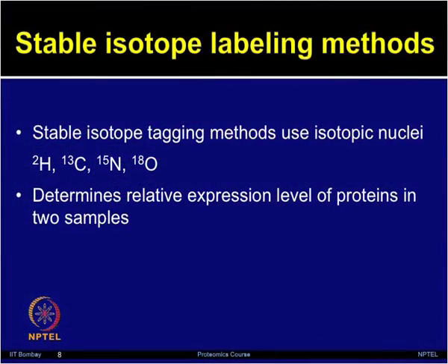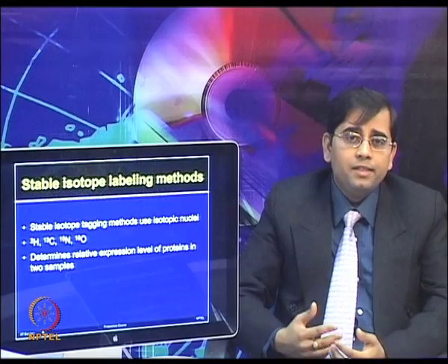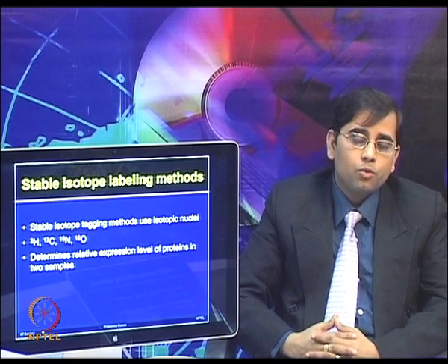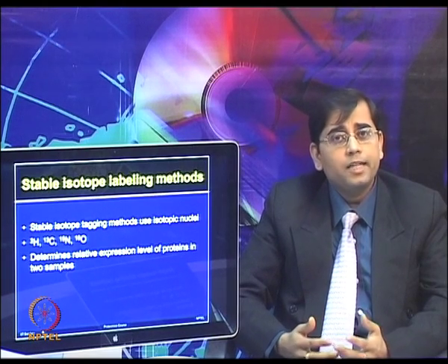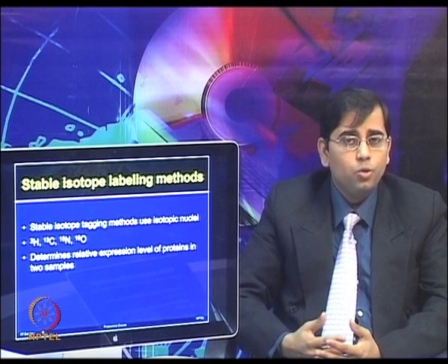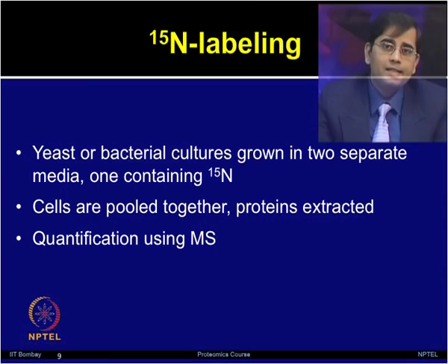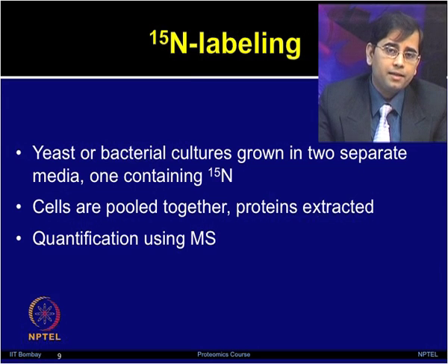So, the stable isotope tagging methods use isotopic nuclei such as 2H (deuterium), 13C, 15N and 18O. These stable isotopes are incorporated in place of the natural abundance isotope in the heavy standard. By using the stable isotope labeling methods, one can determine the relative expression level of proteins in 2 samples. Let us briefly discuss the 15N labeling method.